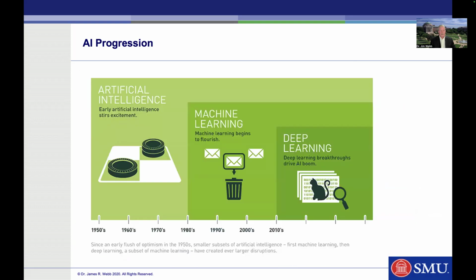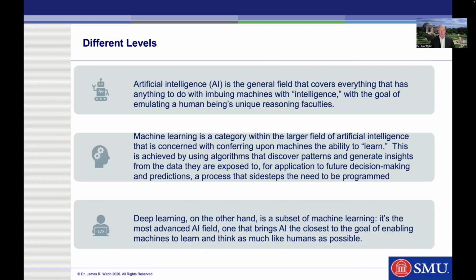So here's the progression, 50s through the 80s. We had kind of early artificial intelligence, people are getting excited. Mostly it could play checkers, stuff like that. 1980s to 2010, we started to get into something called machine learning. And then deep learning from 2010 on. This is really where we're starting to drive a lot of breakthroughs, and this is where AI really starts to flourish.